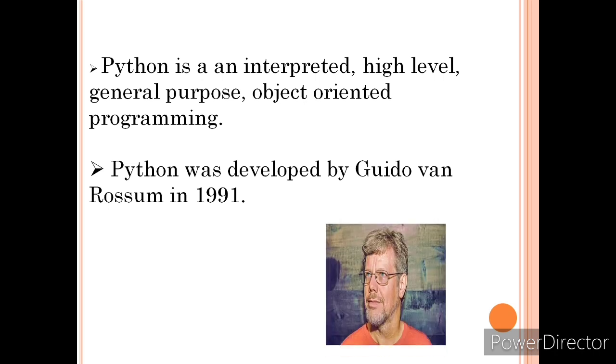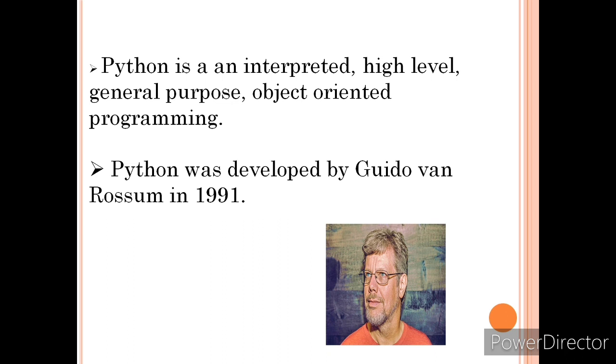Why is Python fast growing? Because it is an open source language and it has easy syntax and semantics. You can develop GUI and web-based applications using Python. What is an open source language? An open source language is nothing but you can download it freely from the internet and you can use it.